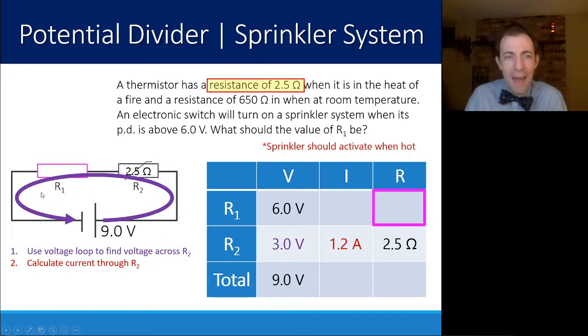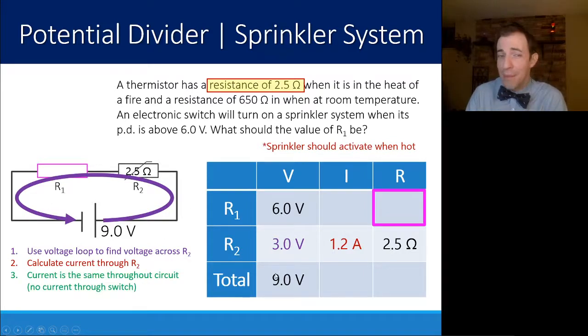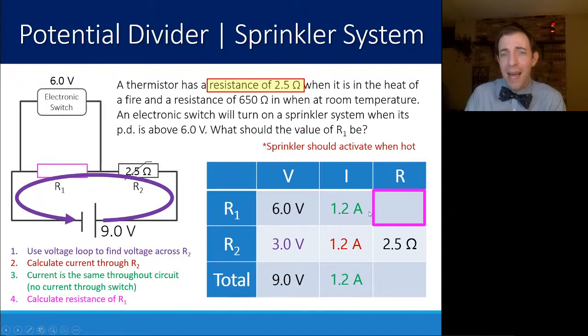Since this is one pathway, the current is the same throughout the circuit. So this 1.2 amps is the same for R1, and it's the same total coming out of the battery, which means that I have everything except for the resistance of R1. 6 volts divided by 1.2 amps will give me a resistance of not 7.2, but 5 ohms of resistance there, required to make this work the way expected.